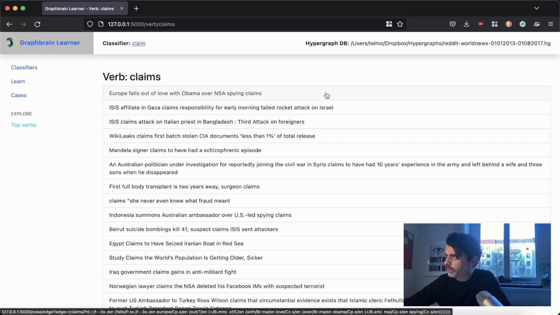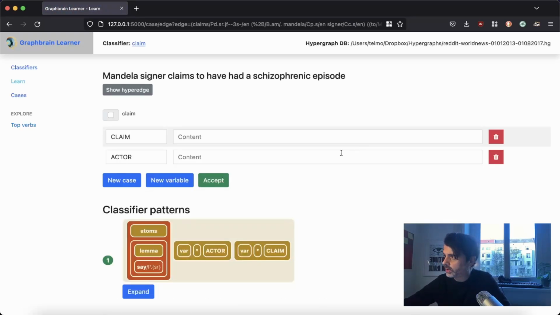So we have this example: Europe falls out of love with Obama over NSA spying claims. That's in fact probably an incorrect parse. Claims is a noun in this case. ICE affiliate in Gaza claims responsibility. This is not, again, a claim in the sense that we have in mind. An organization claiming an attack is also a possibility of using the verb to claim, but not in the sense that we have in mind. Mandela signer claims to have had a schizophrenic episode. This is a claim in our sense.